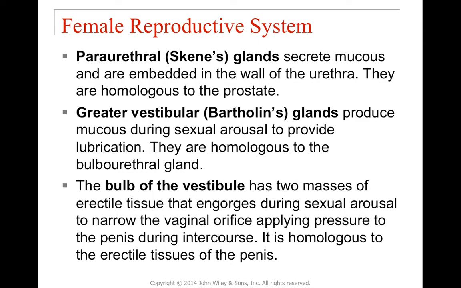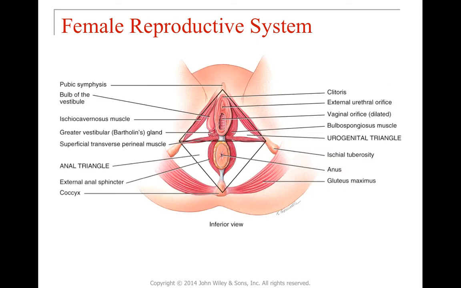Okay, so the vestibular bulb has two masses of erectile tissue that are going to actually engorge during sexual arousal, so they're very vascularized, and they actually tighten down the vaginal orifice, and it's going to be similar or homologous to the erectile tissues of the penis. So they're highly vascularized, they're highly sensitive, they are going to respond to stimulation with increased vascularization.